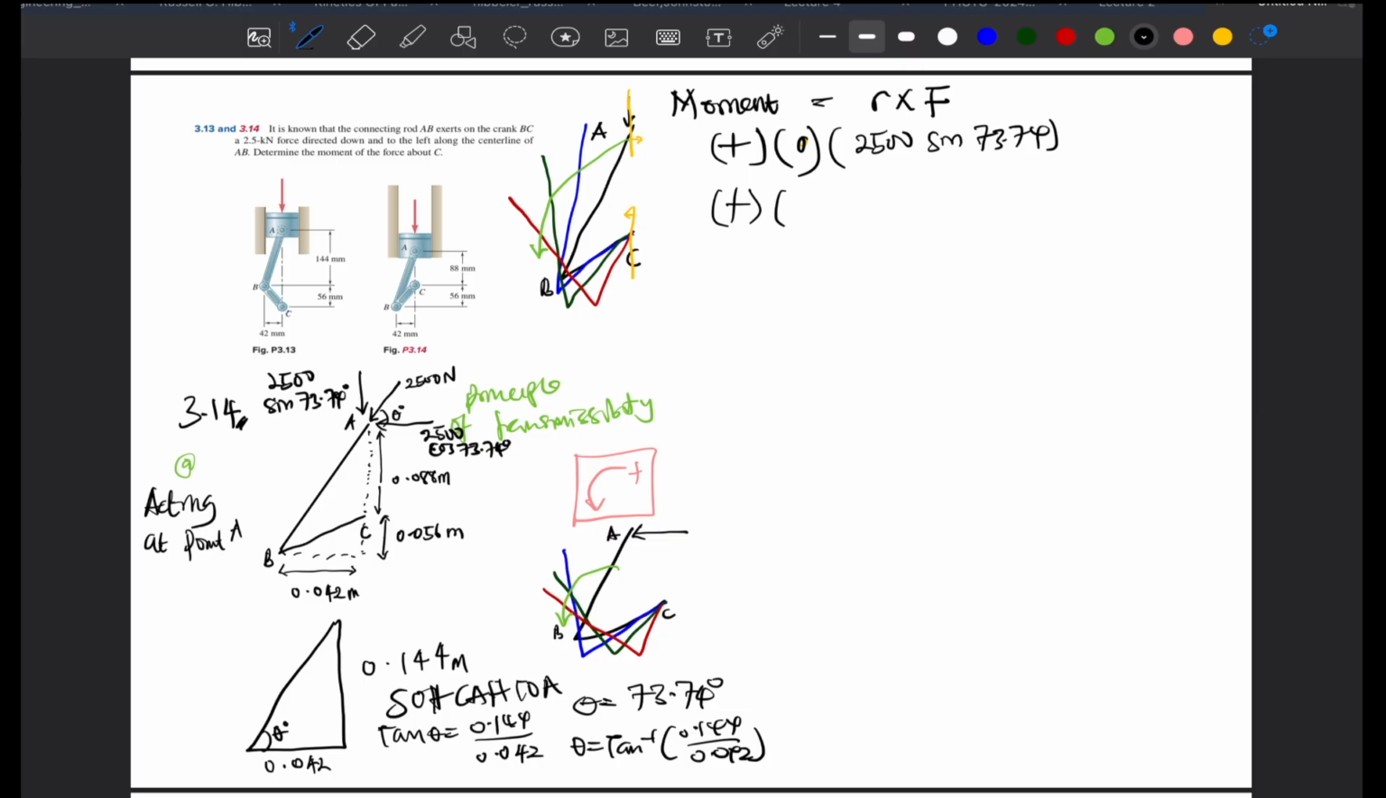Next we are going to look for our perpendicular distance. So here I'm going to draw a parallel at A and a similar parallel at C, and look for the distance between them.